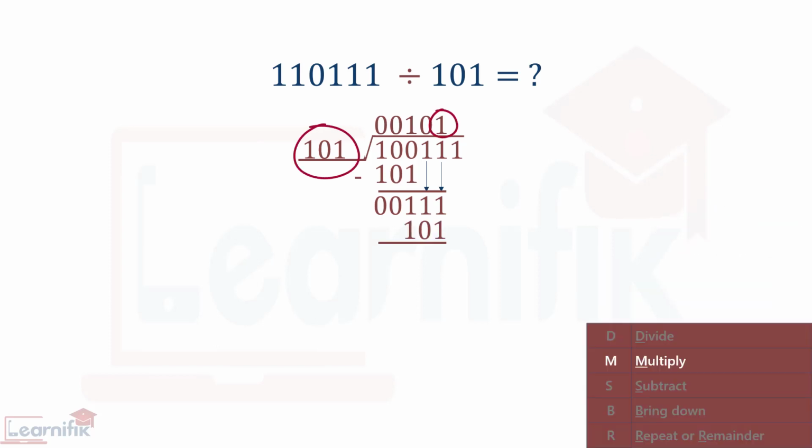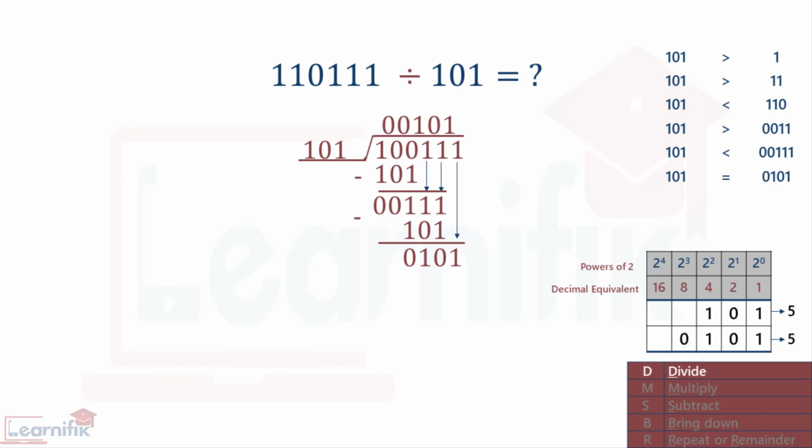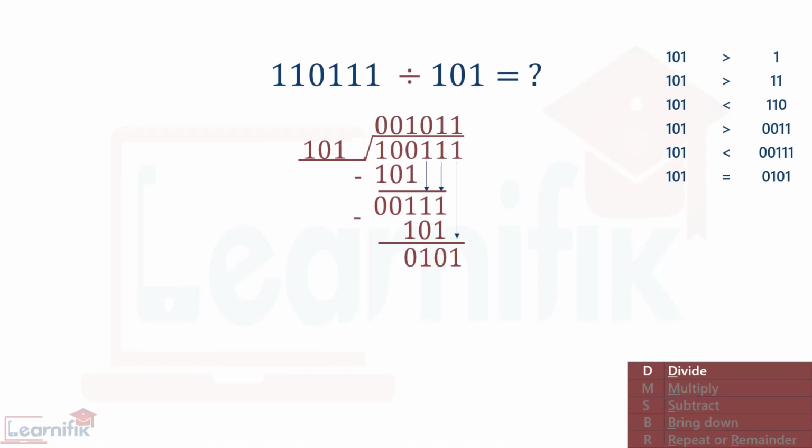Then we'll multiply 101 by 1, which gives 101. We now subtract. 1 minus 1 is 0. 1 minus 0 is 1. 1 minus 1 is 0. Now what do we do next? I know you said bring down the last digit, 1. That is correct. Now we have 101, which is equal to 0101. Therefore, 101 goes into 0101 1 time. So write down 1 in the quotient.